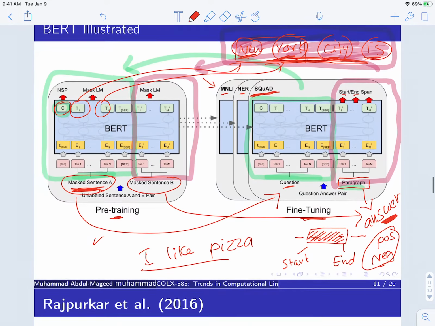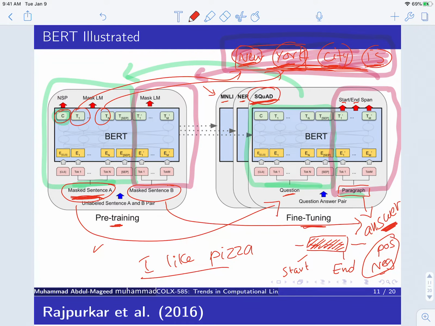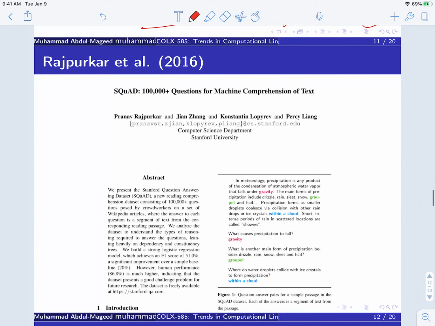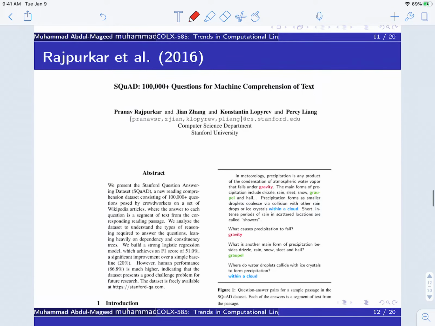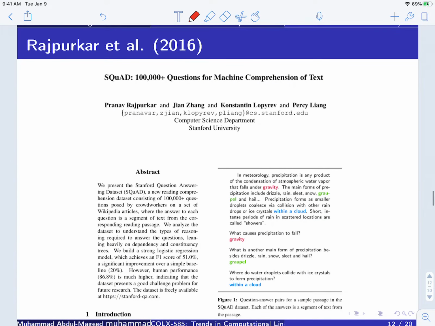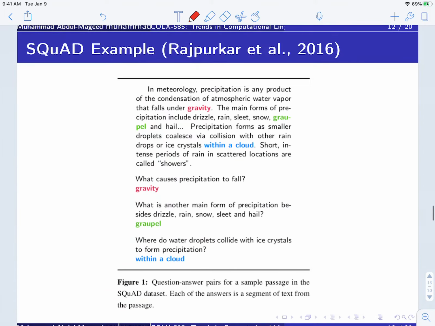Now, because we talked about this question answering data set, I thought maybe I should show you the paper. This is the Stanford Question Answering Dataset, and it's a large data set. It's basically given a paragraph or passage, can we answer some questions on it? Let's look here, for example.